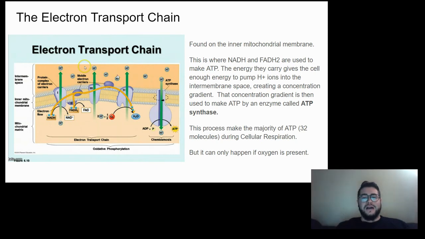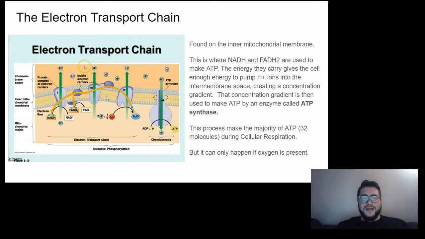And while those ions are directed through ATP synthase, it gives this enzyme enough energy to convert ADP, which is the less energetic form of ATP, into ATP. So you make ATP in this process by running the concentration gradient through this ATP synthase, which is an enzyme that makes ATP. This only happens if oxygen is present.